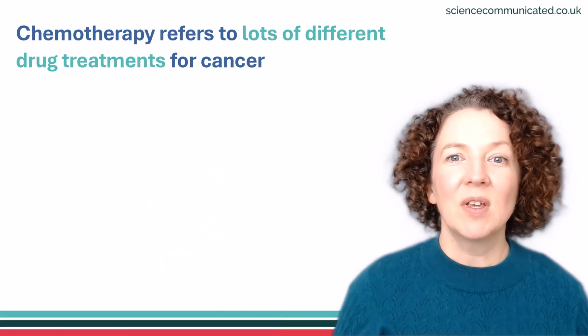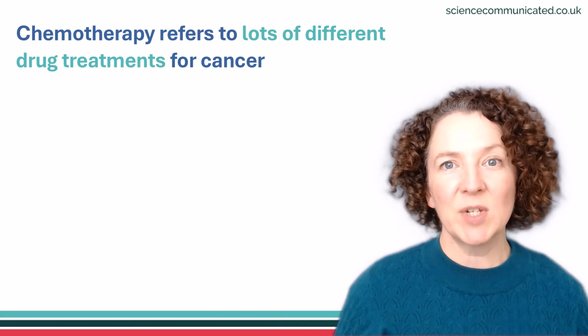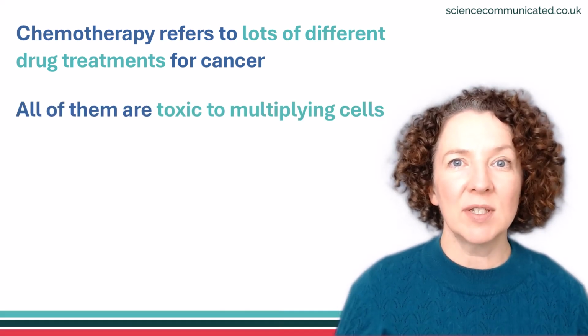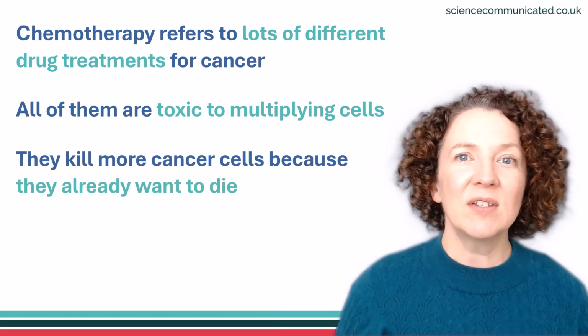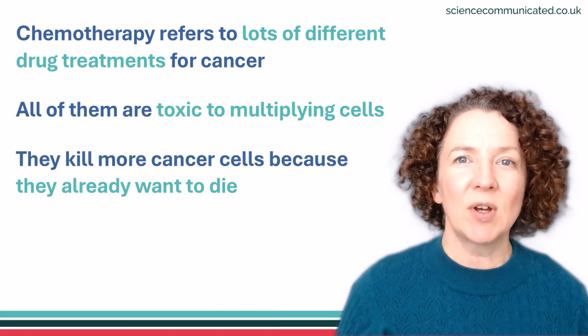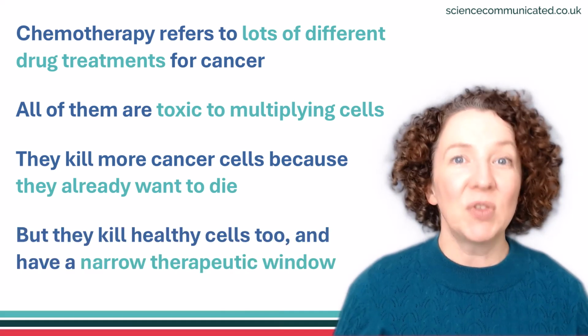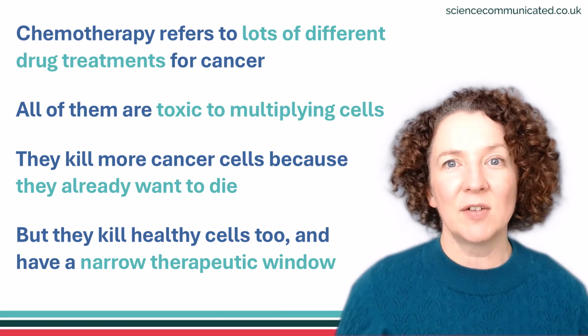To recap, the term chemotherapy refers to a large number of drug treatments for cancer. They are small chemical compounds that are toxic to multiplying cells. They kill cancer cells because they are often already teetering on the brink of death, and chemotherapy pushes them over the edge. But these drugs are toxic to healthy cells too, and that's why they cause side effects.